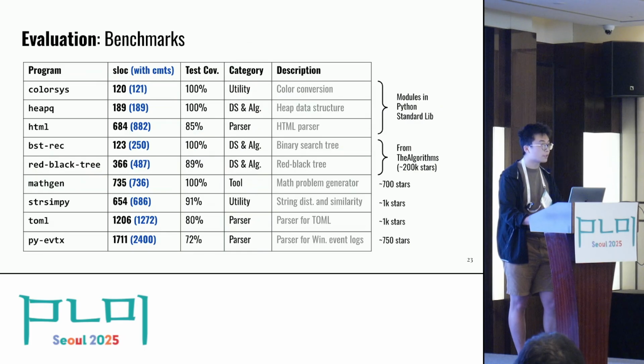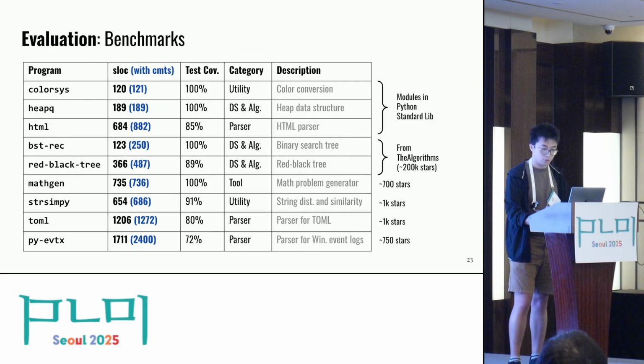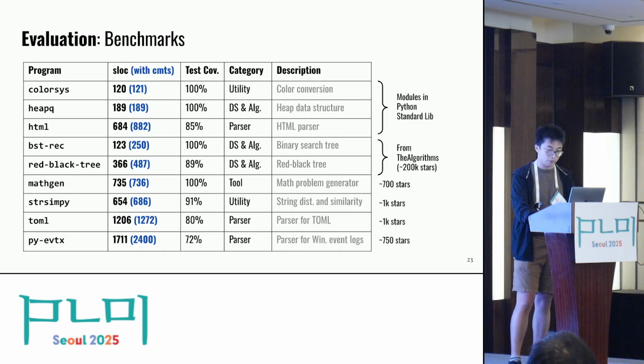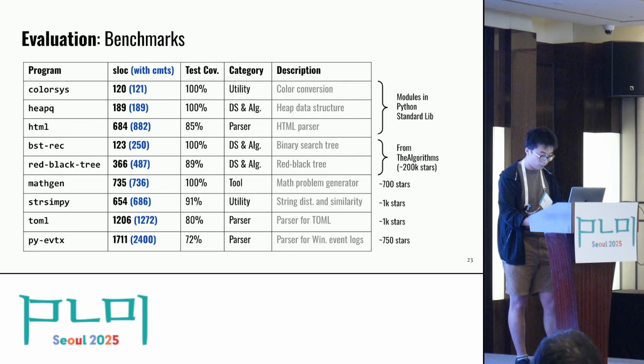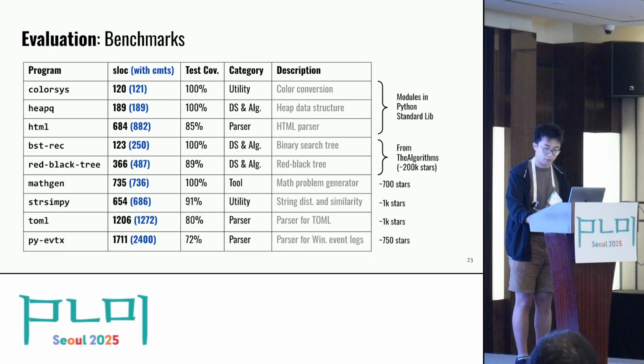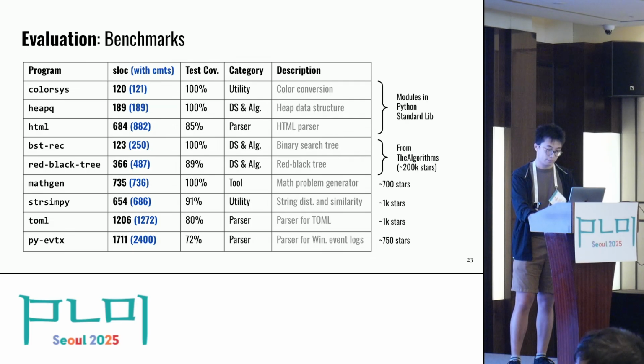So to evaluate SKEL, we collect a benchmark of 9 Python programs with length up to around 2,000 lines of code. 3 of them are modules from the Python standard library, 2 of them from popular repositories on algorithm implementation, and another 4 popular Python libraries from GitHub, each with around 700 to 1,000 lines of code and 1,000 stars.